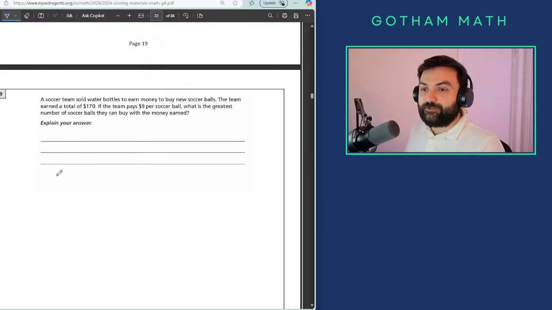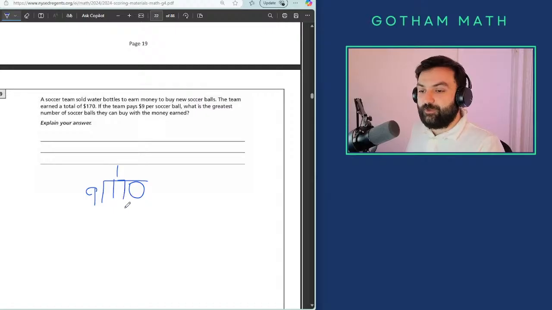All right. So a soccer team sold water bottles to earn money to buy new soccer balls. The team earned a total of $170. If the team pays $9 per soccer ball, what is the greatest number of soccer balls they can buy with the money they earned? Well, this is just a one-step question. Just a long division. 170 we're going to divide by 9.